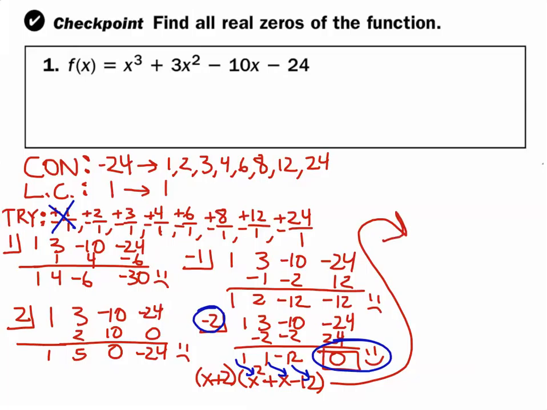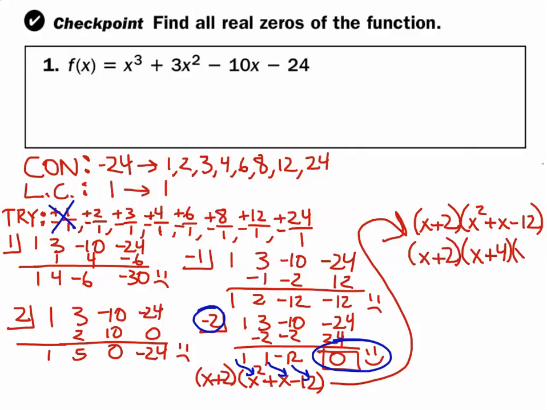Excuse the arrow as I move over to the side. We know it's x plus 2, x squared plus x minus 12. Great. Now, we do need to remember how to factor quadratics. But this one shouldn't be too bad. This is x plus 4, x minus 3.